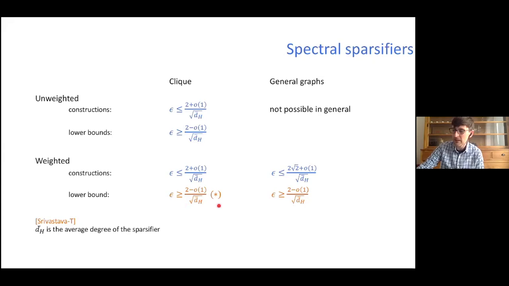And for general graphs, the construction of Batson, Spielman, Srivastava achieves 2 square root of 2 over square root of d. So there is still a square root of 2 gap between upper and lower bounds. Okay. So here there is an asterisk because there is a bit of fine print. Our lower bound holds if the approximating graph H has large girth. We can get this assumption without loss of generality when we study how to approximate general graphs. We have to force it when we look at the clique.